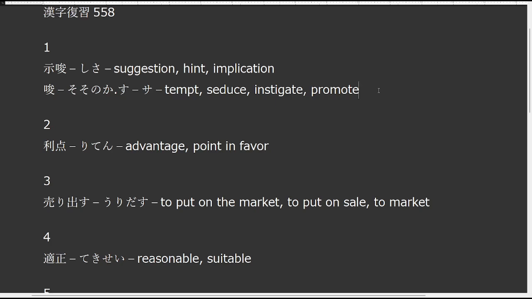Together with shi on the left side for to show, we have shisa, or promote the showing of something with a suggestion or hint. A shisa is a suggestion or a hint.